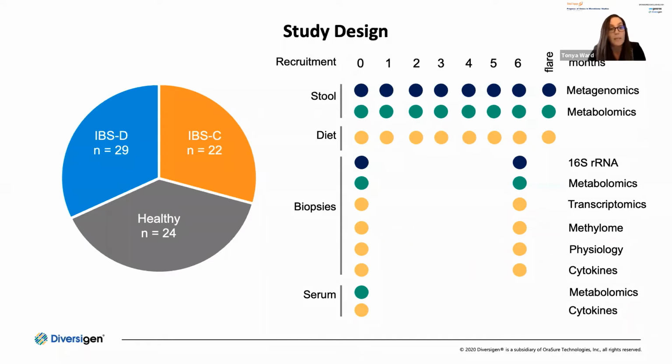Those biopsies were slated for 16S metagenomic profiling, metabolomics, host transcriptomics, methylome and cytokine panels, as well as host physiology through microscopy. We also had serum samples that were taken at the beginning of the study, and those were slated for metabolomics and a cytokine profile.